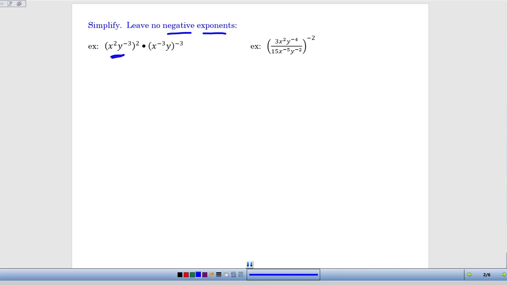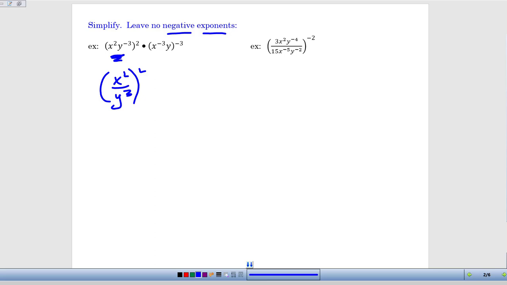So in this first piece here, x squared y to the negative third, the x squared is in the correct place, so we'll leave that up in the numerator. But then that y to the negative third is in the wrong place with that negative exponent, so I'm going to move it to the denominator. And then I still have the squared exponent there on the outside.